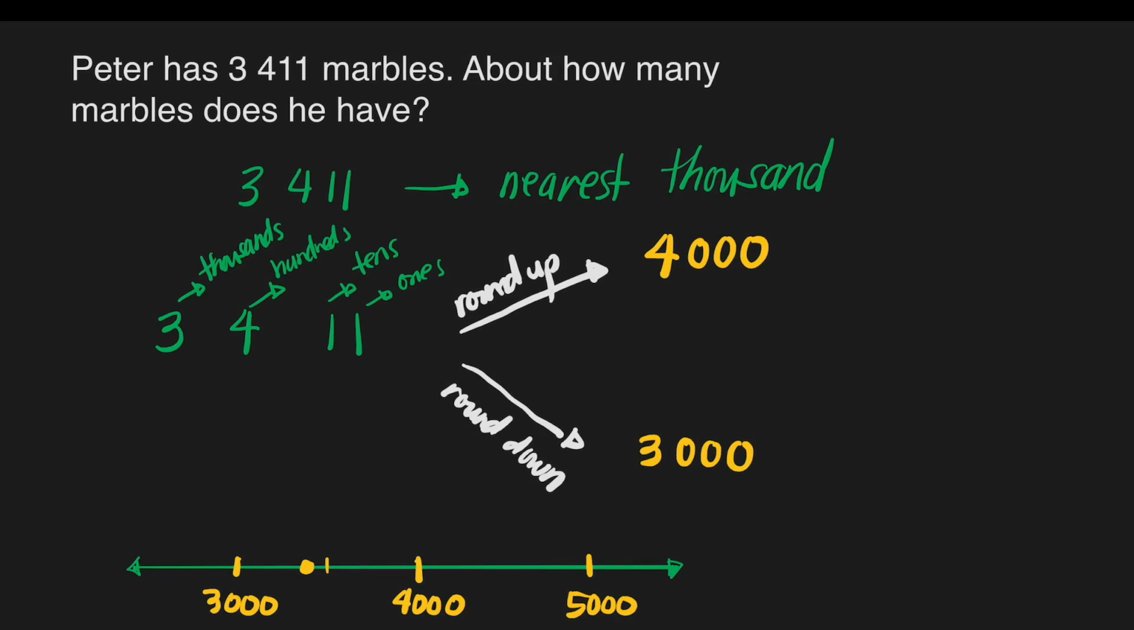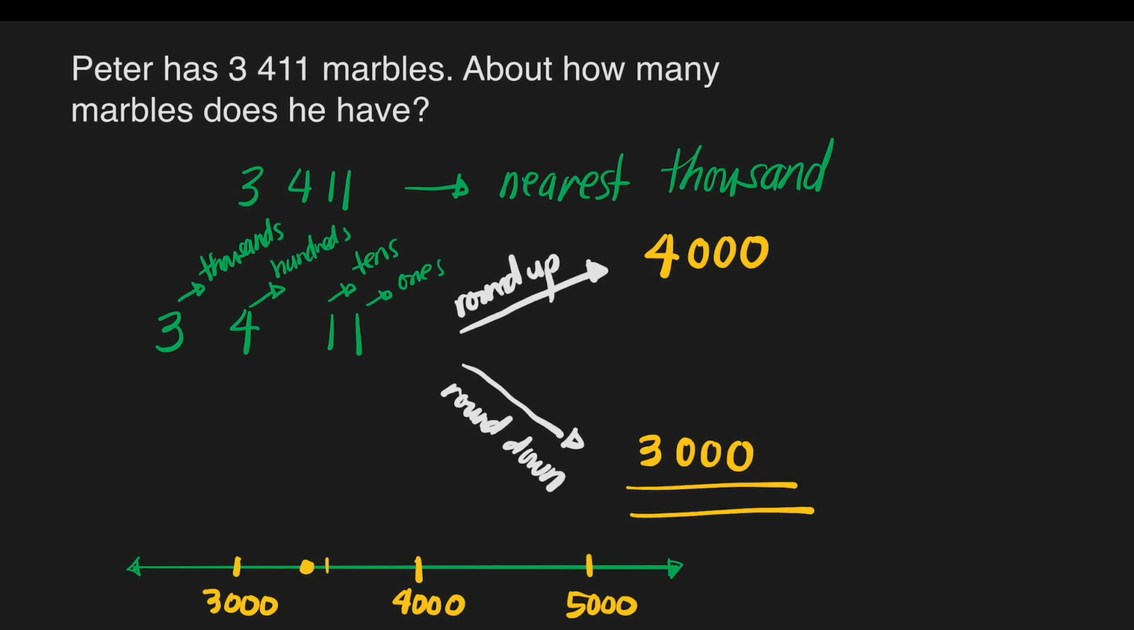Okay, as you can see, it is closer to 3,000 than the 4,000. So it's better that we visualize things in order to decide for the correct answer. So in visualizing, we will go for 3,000. We will do round down.